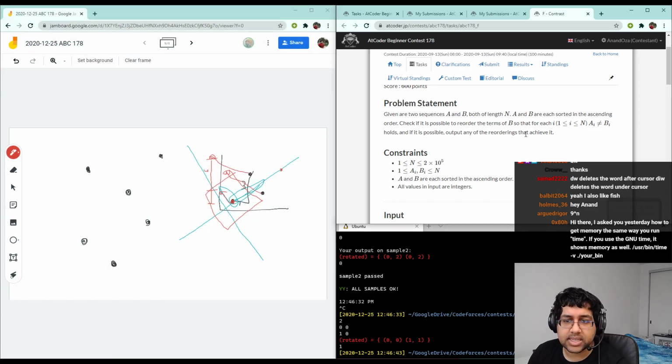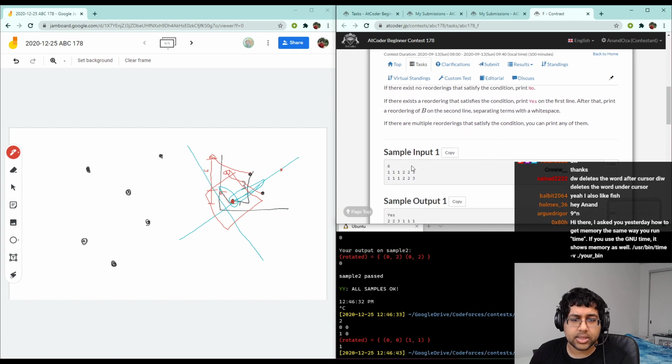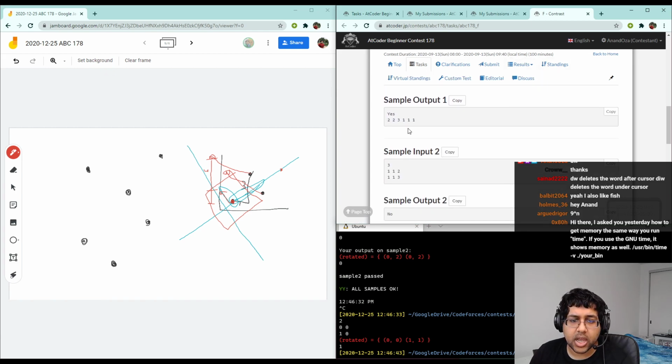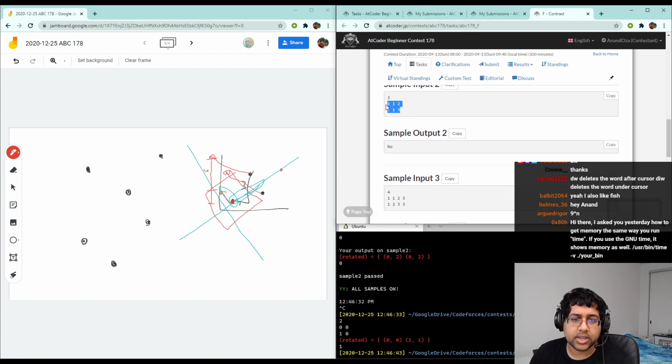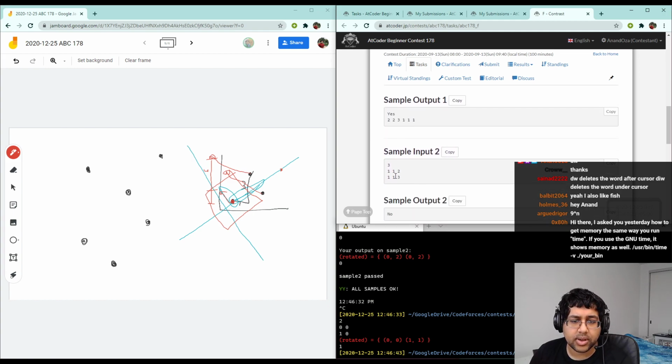So here we have two ascending sequences, and we want to reorder the terms of one sequence so that they're not the same at any point. So in this example, and it's not always possible. Like if, okay, so here's one. I guess if more than half the elements are the same, then you'll always have an overlap, almost by pigeonhole. I think it's not quite pigeonhole, but it's a similar idea.